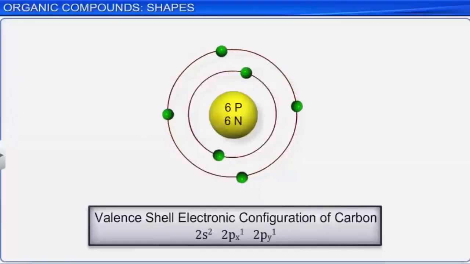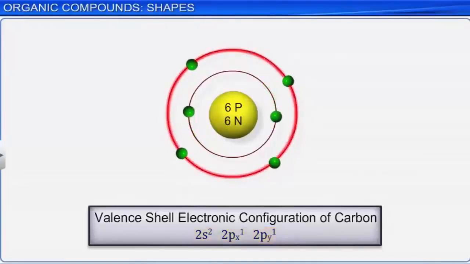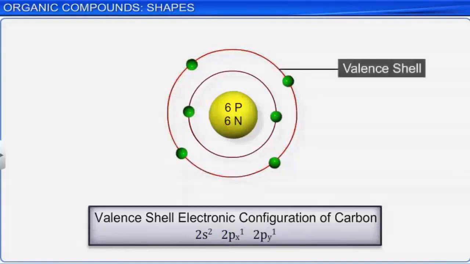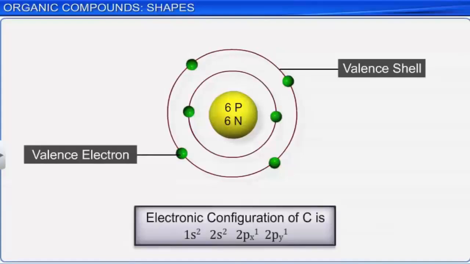The tetravalence of carbon can be explained from its valence shell electronic configuration. We know that the outermost shell of an atom is known as the valence shell. Electrons present in the valence shell, that is, valence electrons, take part in the chemical reaction. The electronic configuration of carbon is 1s2, 2s2, 2px1 and 2py1. This means that the valence shell has only 4 electrons.